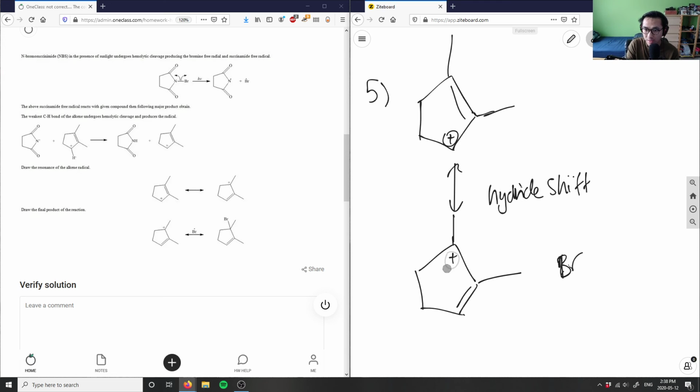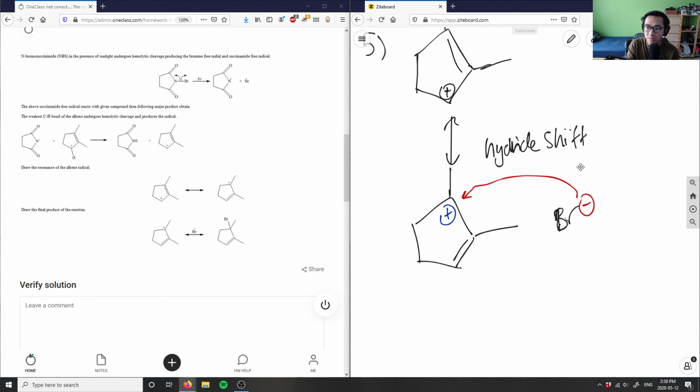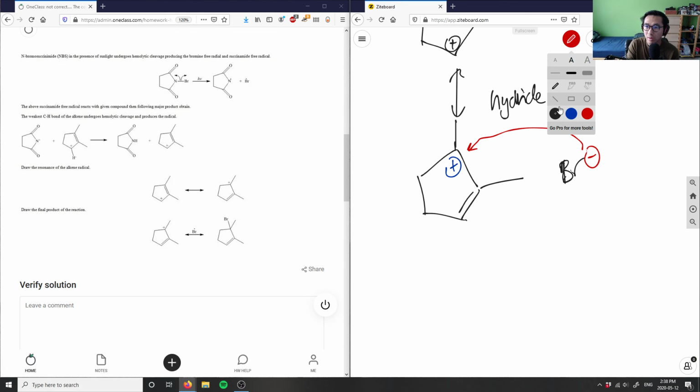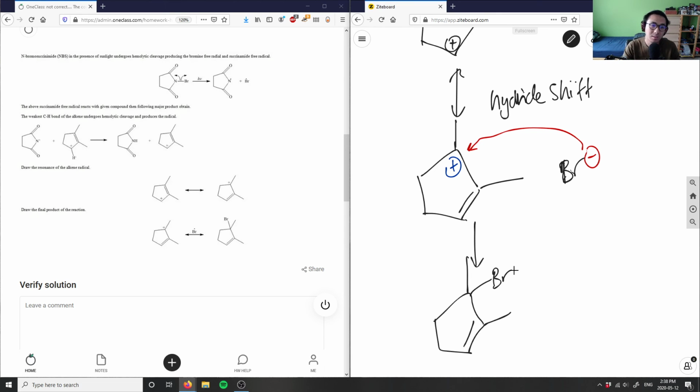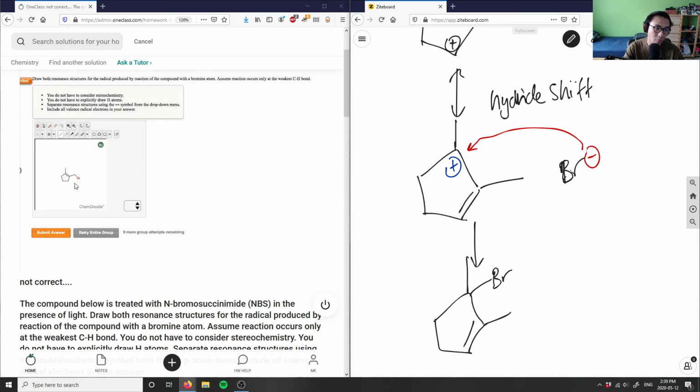So let me use my colors again here. This here is positive. My Br here is negatively charged. It's going to come and bond to this guy here. So this site here. So I'm going to get my final product here. It looks something like this. And this here is the correct answer for this problem here. So again, Br would not bond here.